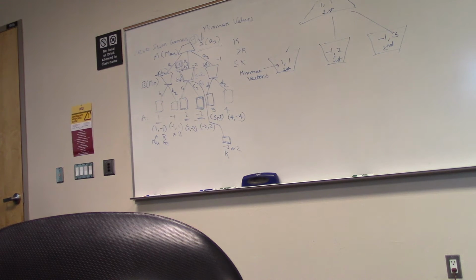The question here is basically, is alpha beta pruning possible in the non-zero sum case?